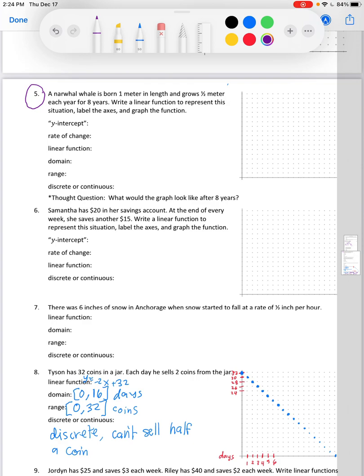A narwhal whale is born 1 meter in length and grows 1/2 meter each year for 8 years. Write a linear function to represent the situation, label the axes, and graph the function.